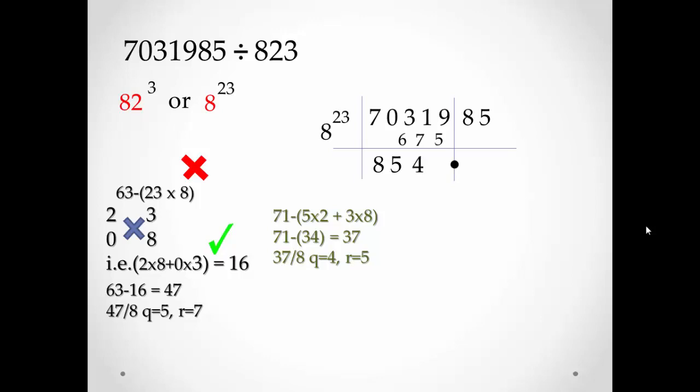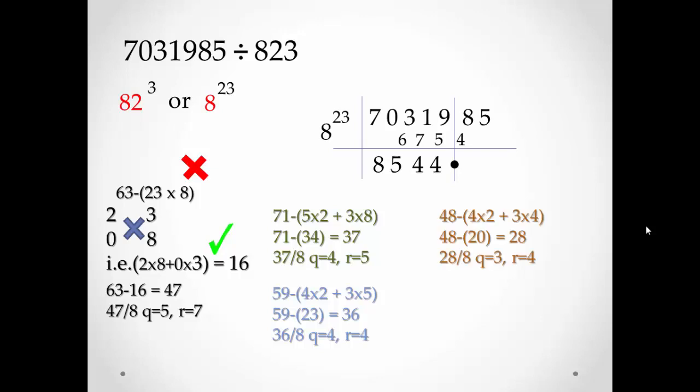Quotient 4, remainder 5. Now 59. 4 times 2 plus 3 times 5. So 59 minus 23 comes out to be 36, and 36 by 8, we get quotient as 4 and remainder as 4. Now again 48. So 48 minus 4 times 2 plus 3 times 4, which comes out to be 20, and 28 by 8, quotient is 3 and remainder is 4.